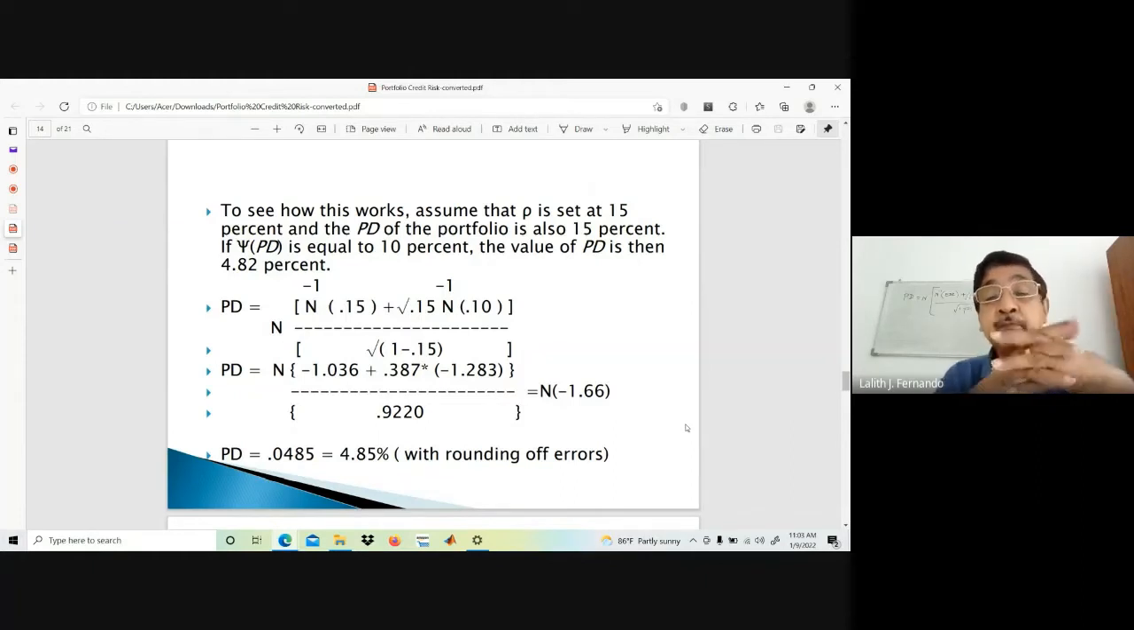Is that okay? Then the PD is calculated as 4.85.